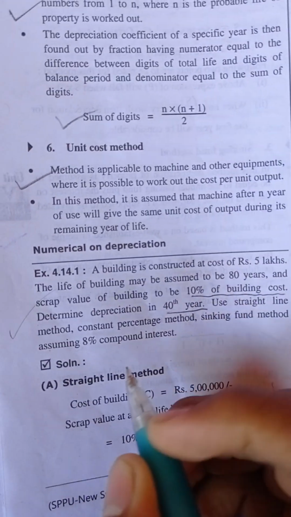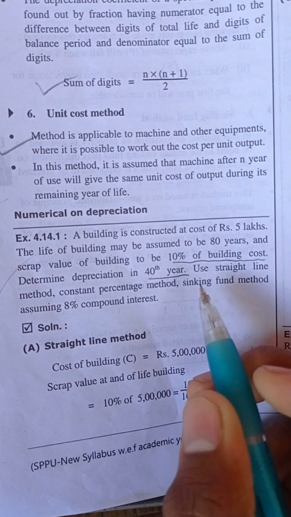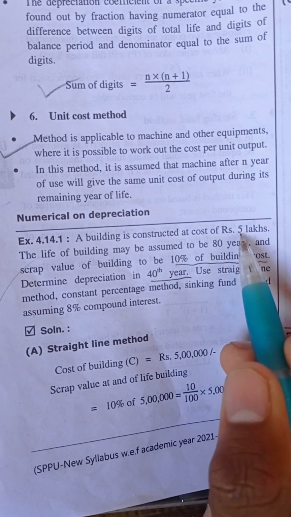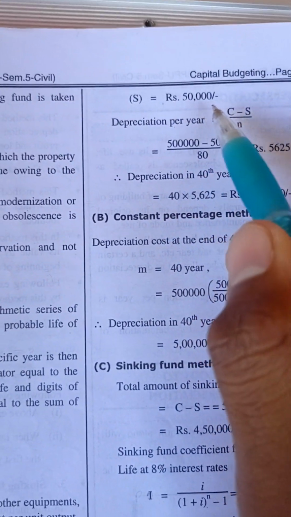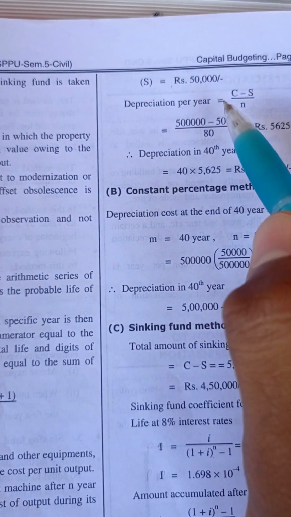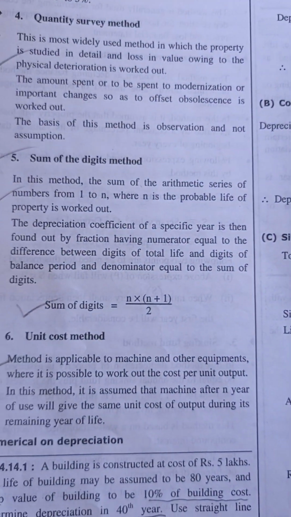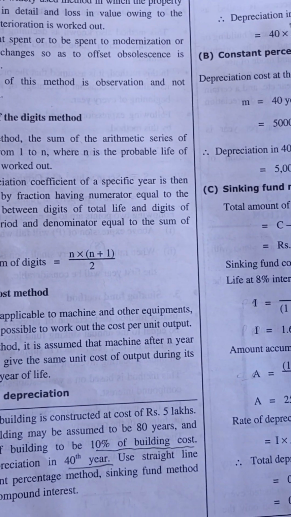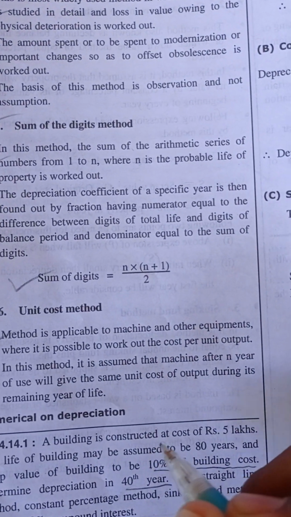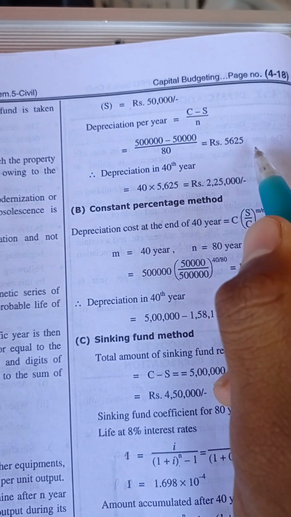So first, use the straight line method. The cost is 5 lakh, and the scrap value of the building, as it says, is 10% of the building cost. The cost of the building is 5 lakh, so 10% of 5 lakh, if you do the calculation here, will be 50,000. That is our scrap value S. We already know the cost C, which was 5 lakh, and N, the number of years. N is the life of the property in years, assumed to be 80 years. If you do the calculation, we get this answer in rupees.